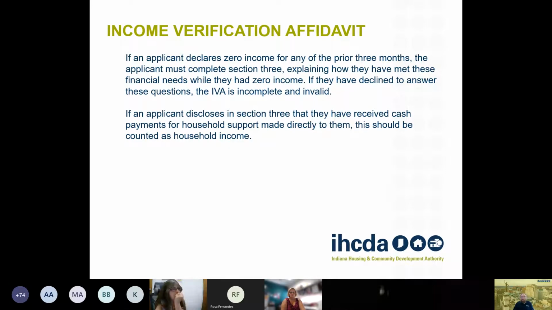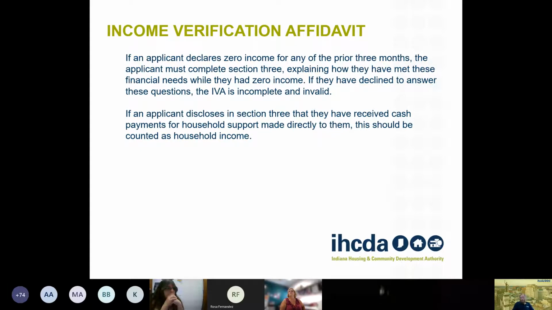At that point, you will need to get the IVA fully completed by the applicant. It would be acceptable to verify the information through a conversation as long as you document that discussion in case notes, as long as it's made clear to the applicant that their signature on the IVA still applies to that discussion and it is still under penalties of fraud and perjury.